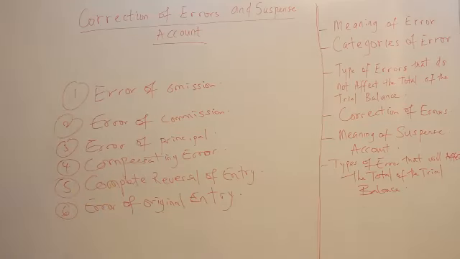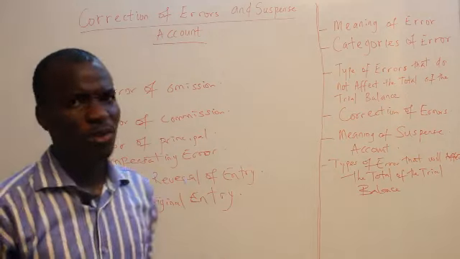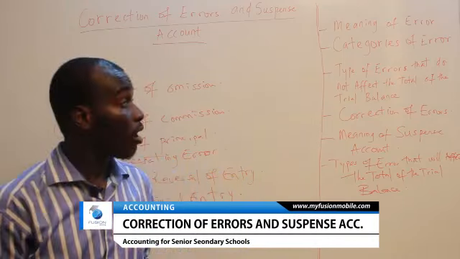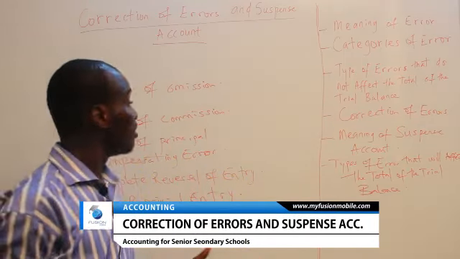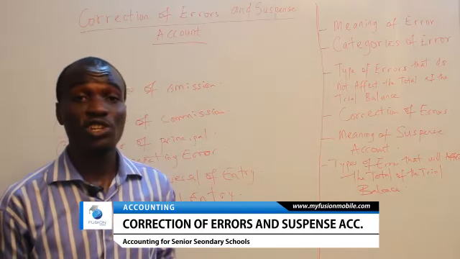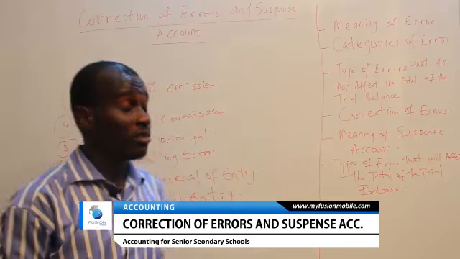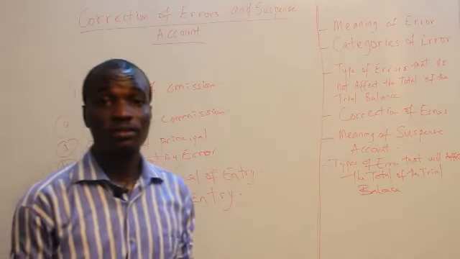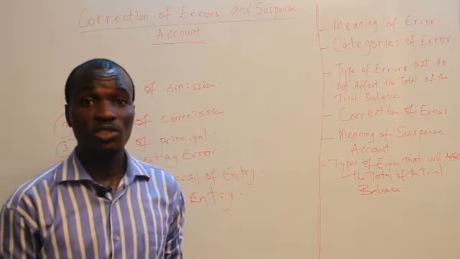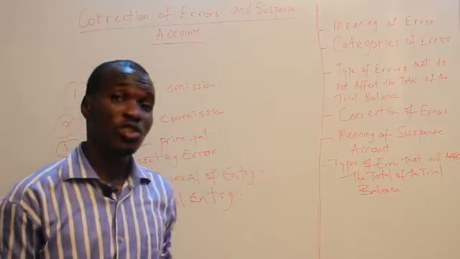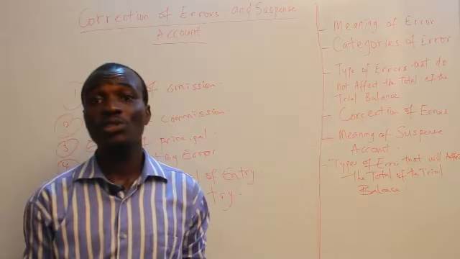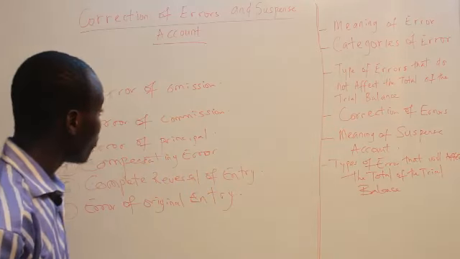So let's begin with the error of omission. Errors of omission. This category of error occurs when a transaction is completely omitted from the book. That is, the transaction is not recorded in the book at all. The debit entry in the transaction is not recorded, while also the credit entry is not recorded. So when items of a transaction are completely omitted from the book, that becomes an error of omission.